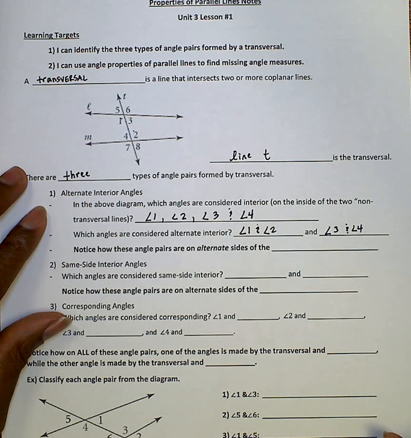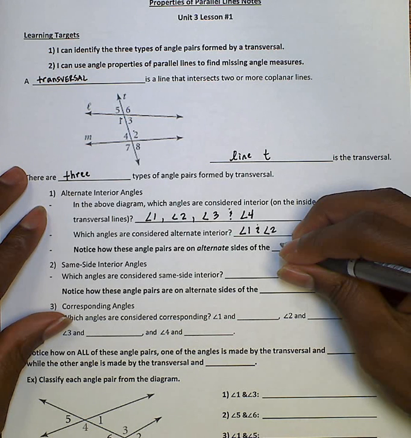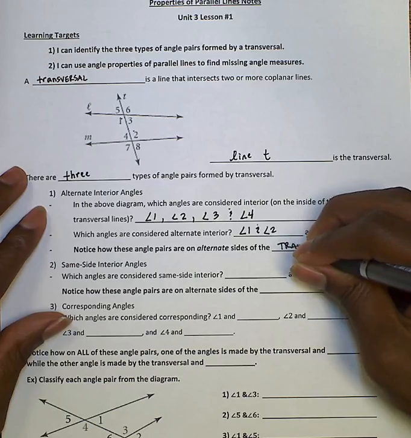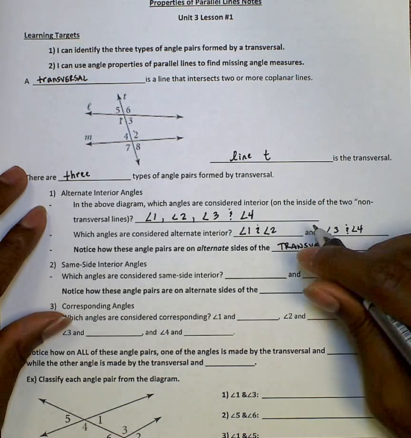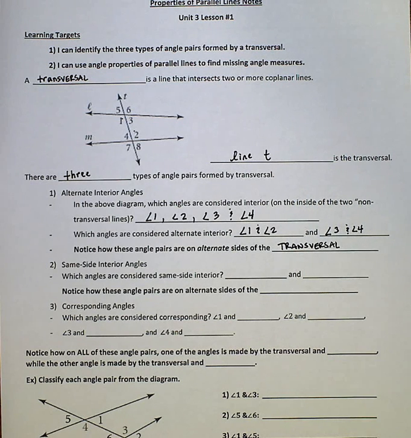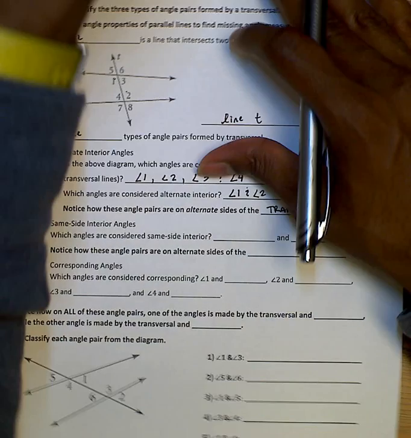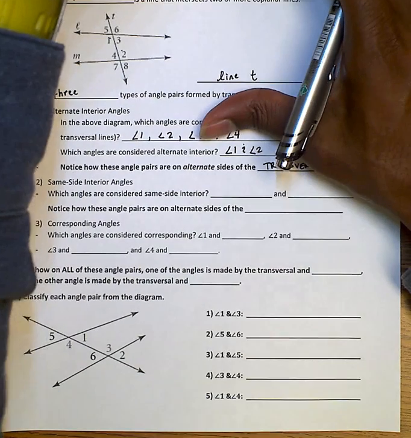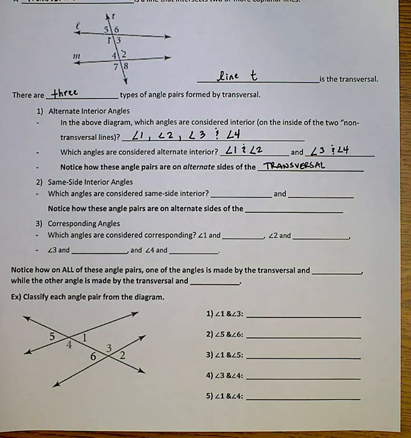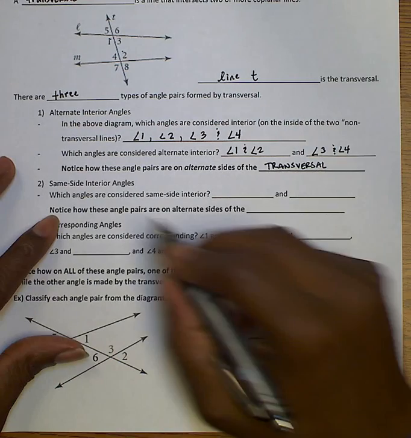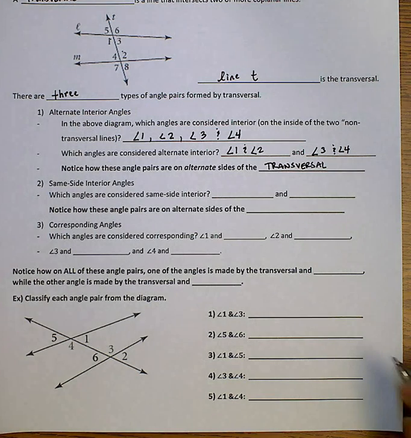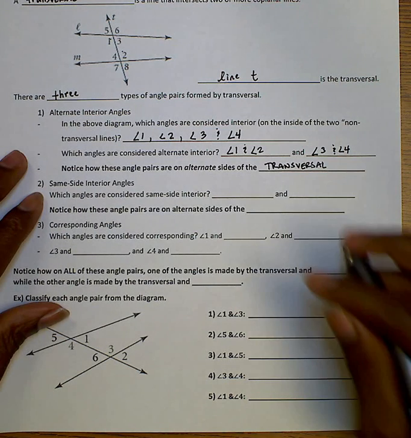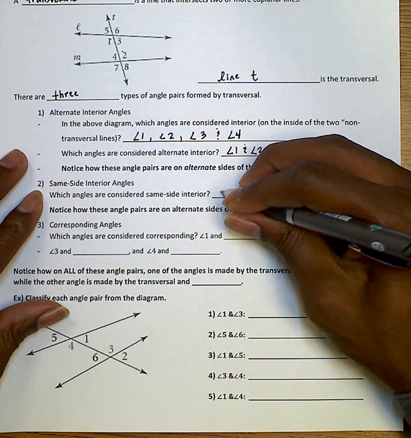Okay, notice how these pairs are on alternate sides of the transversal, if I didn't say that enough times already. And that is why they are called alternate interior angles. Alternate sides of the transversal inside the two lines the transversal intersects. Okay, and so staying with creative names, we're going to talk about same side interior angles. Guess why they're called same side interior angles? That's because they're inside, interior, the two lines that are intersected by the transversal, and they're on the same side of the transversal. So those angles are angle 1 and angle 4.